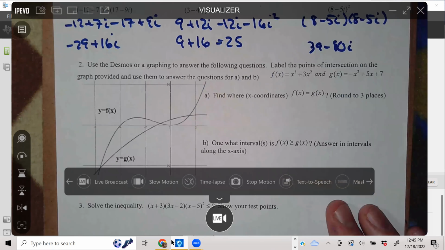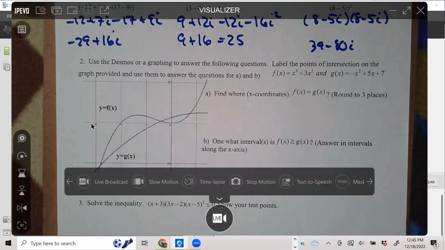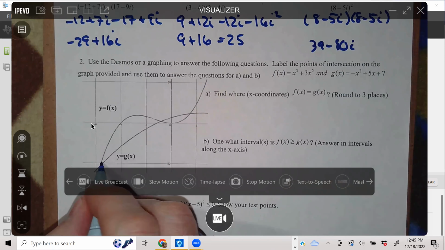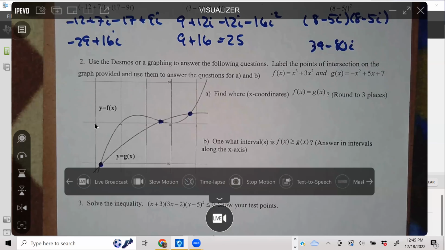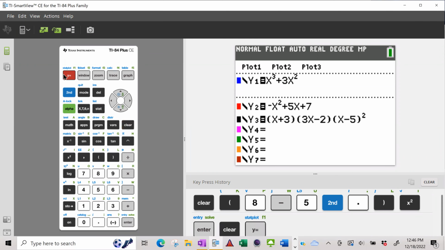Let's move on down to problem number 2. I expect you to do this one on Desmos or the graphing calculator. So what you've got to do first is find the coordinates of these points of intersection. So let's see if we can do that. Plug the formulas into your graphing calculator. I think I've got them both here.